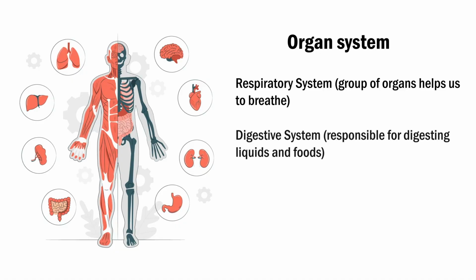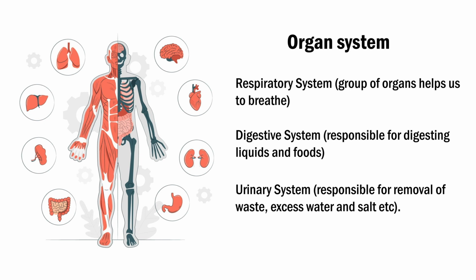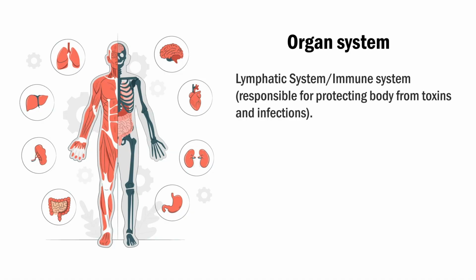Coming to the next, the digestive system. It is responsible for digesting liquid and foods. The urinary system is responsible for removal of waste, excess water and salt from our body. Now, next one is the lymphatic system or immune system, responsible for protecting the body from toxins and infections.